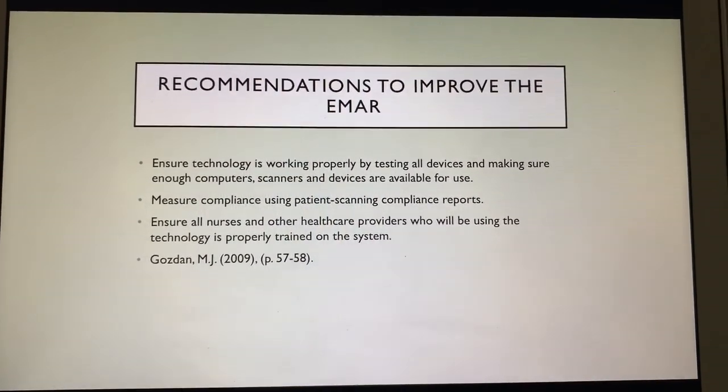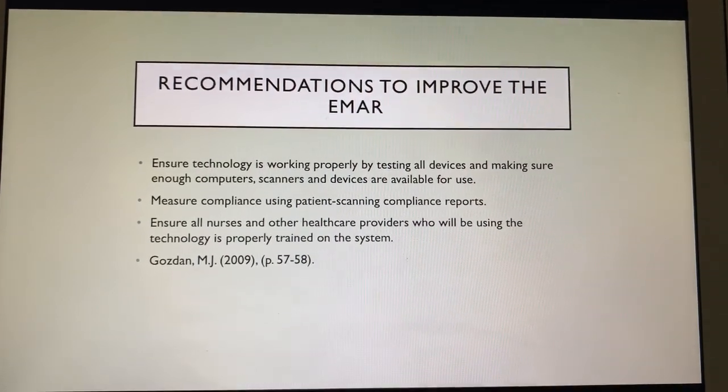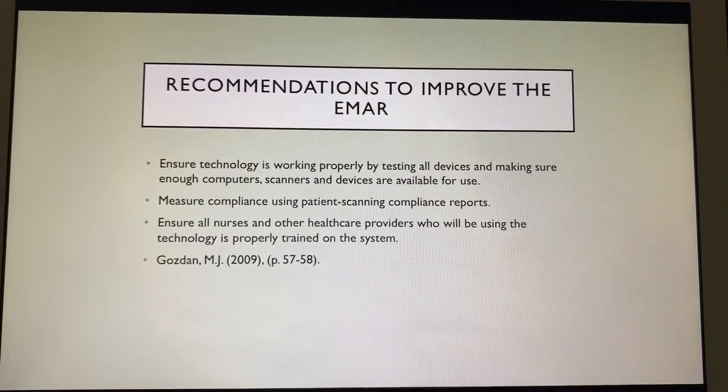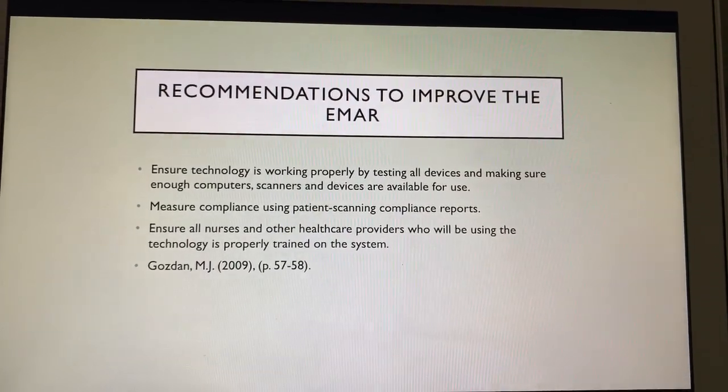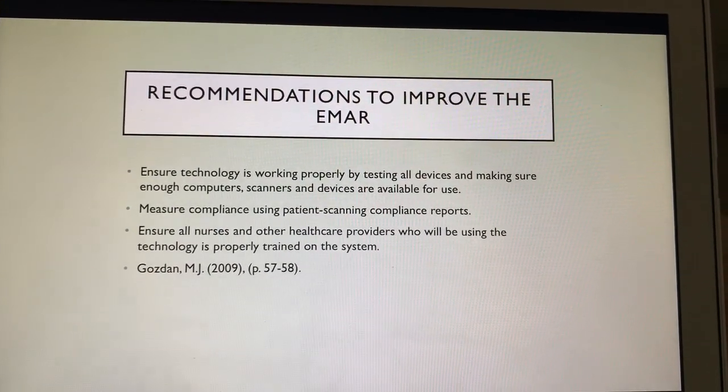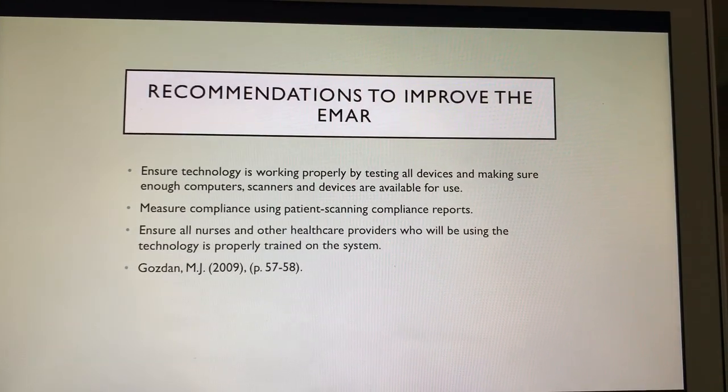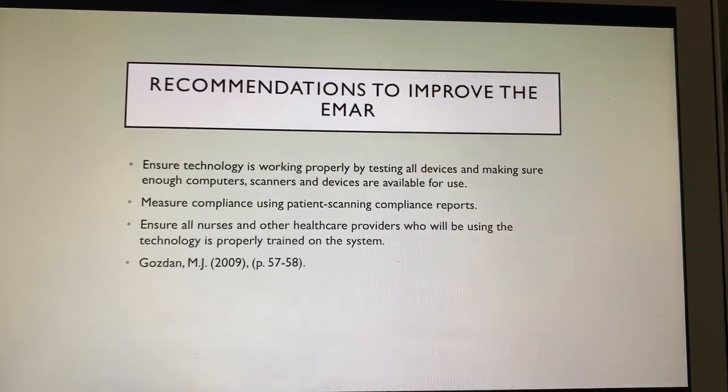Some recommendations to improve the EMR: ensure the technology is working properly by testing all devices and making sure enough computers, scanners, and devices are available for use. Measure the compliance using patient scanning compliance reports.